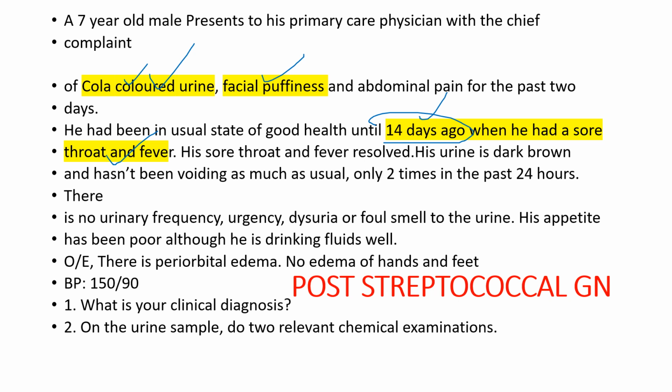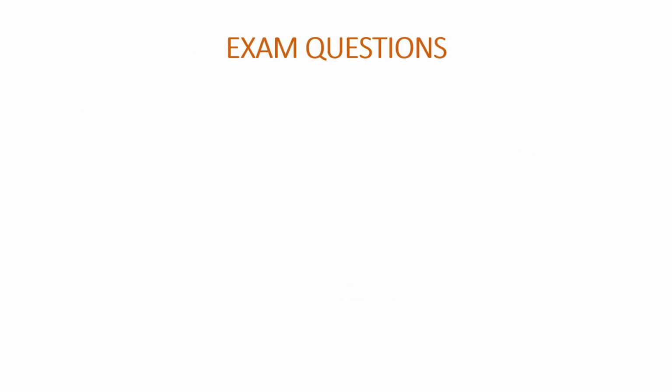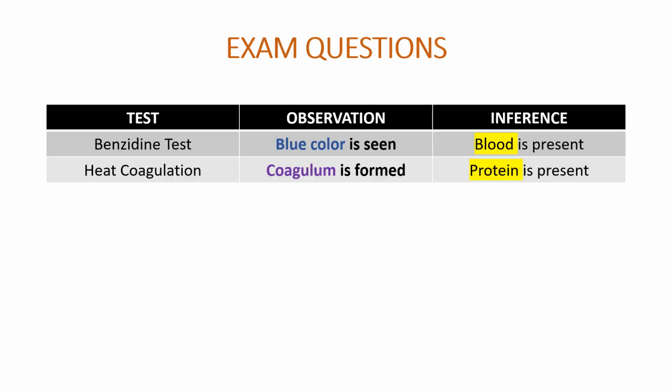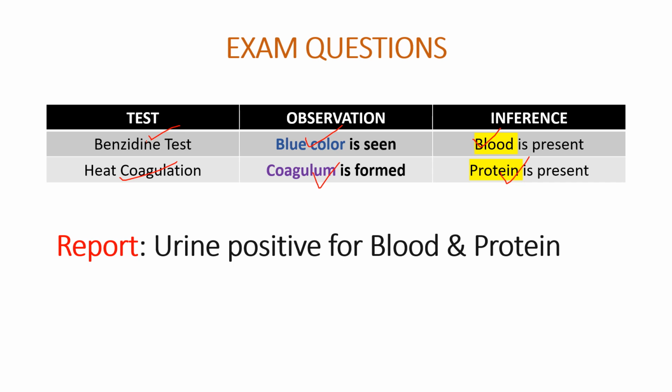So here as well, when you write the urinary findings, how will you write? We write the benzidine test initially, and it is blue color, which means that blood is present. Whereas in the heat coagulation test, coagulum is formed again, and protein is present. So both protein and RBC are present. So that will be my report, that is blood and protein are present.